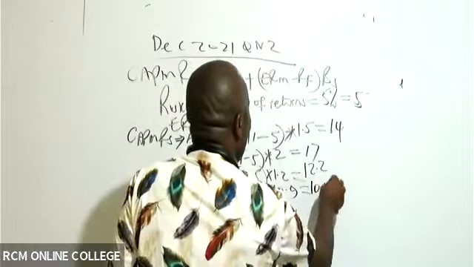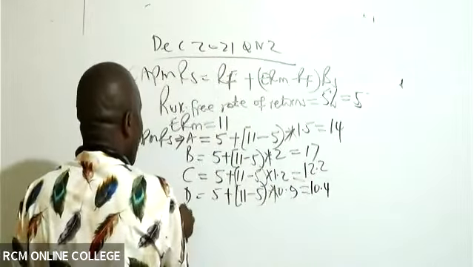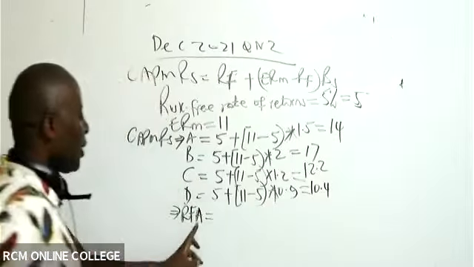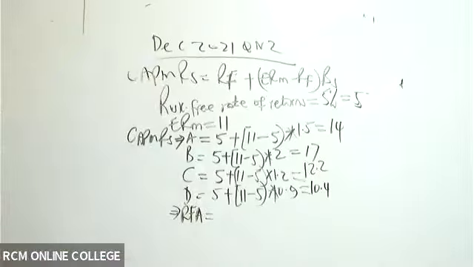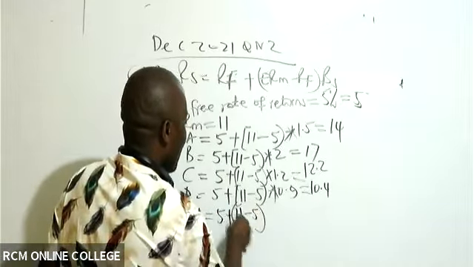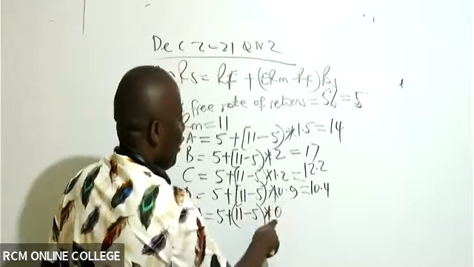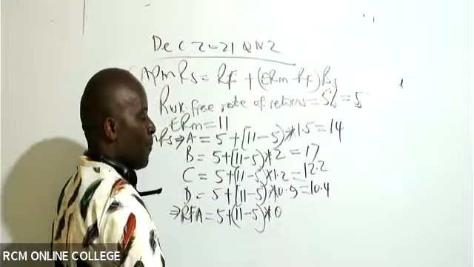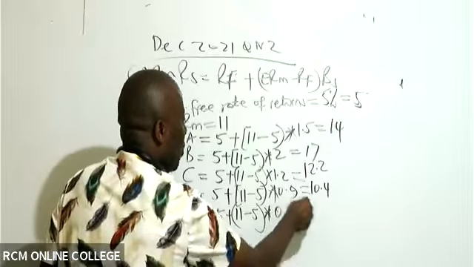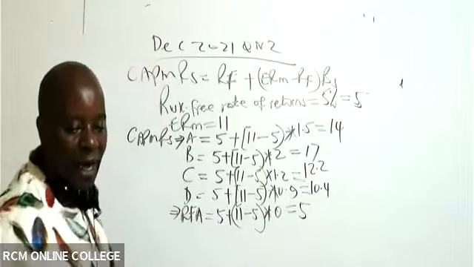Alafu wengi walisahau kutafuta hii ya risk free asset. Please write in full. I'm always used to writing it like this. Risk free asset. So CAPM ya risk free asset, hii itakuwa ni 5 plus 11 minus 5 times beta. I know its beta is 0. It's given there. So then this will end up giving me 5.